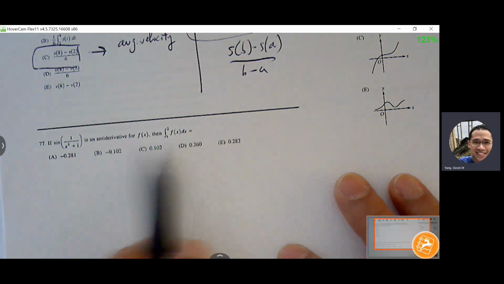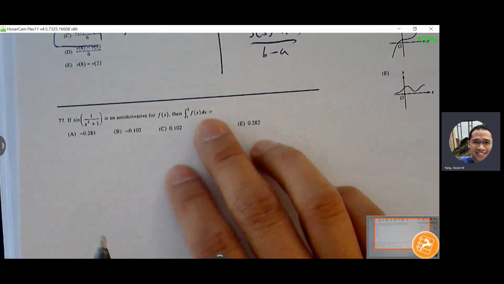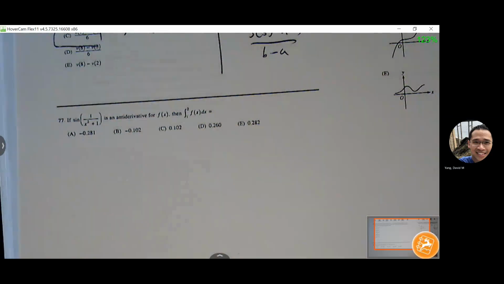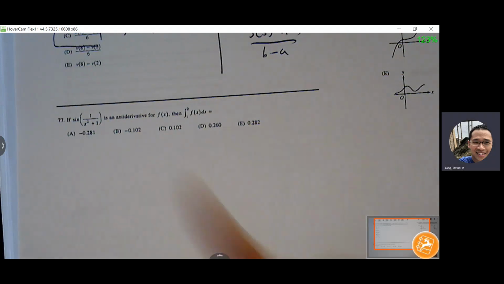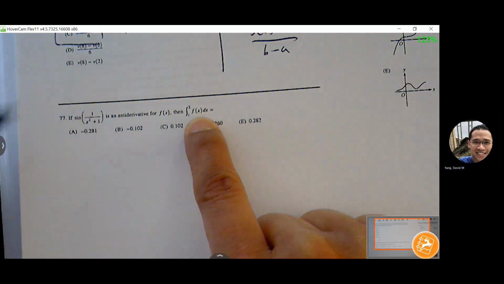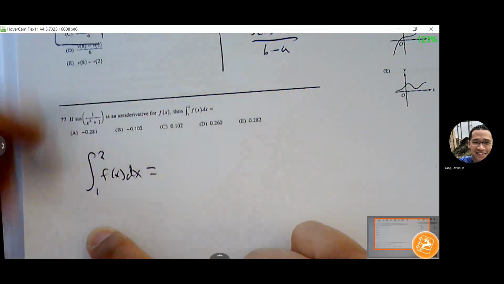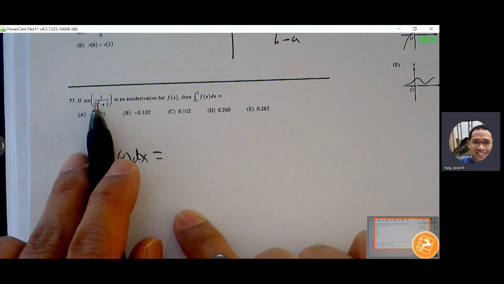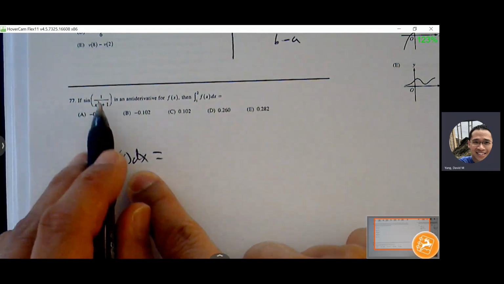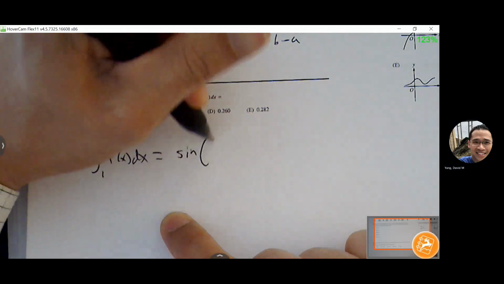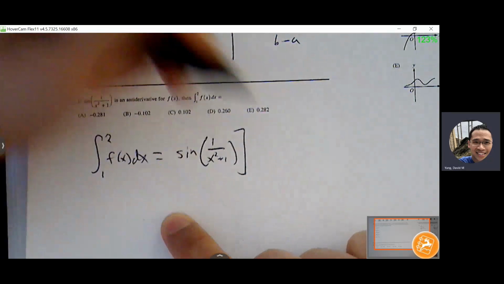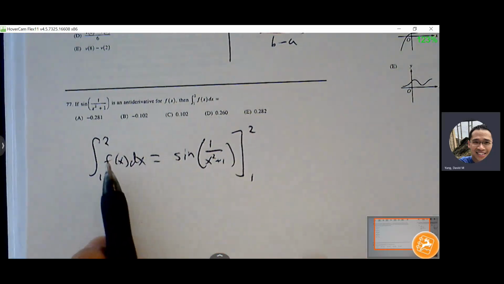Sine is an antiderivative of f, and so therefore the integral of f of x. So this is the calculator portion, so we just enter this into the calculator. Oh wait, I'm sorry. It says that this is the antiderivative of f. So we're not going to actually find the antiderivative of sine. It actually is the antiderivative. So we know that it's just simply sine of 1 over x squared plus 1, and then we can just plug in our bounds. So we don't make the calculator do it for us.